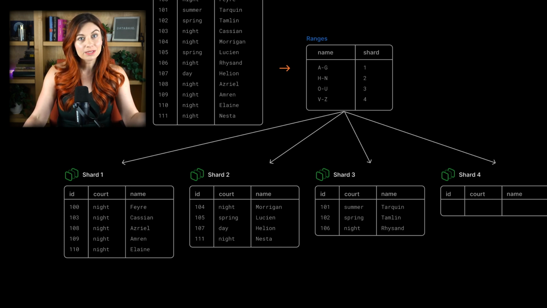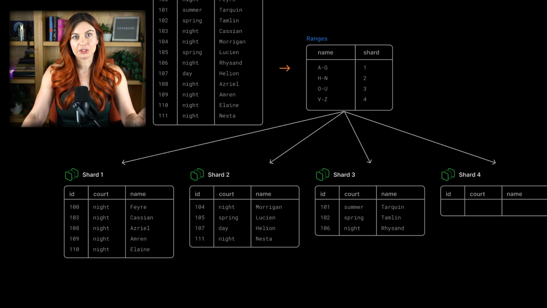This is, of course, because certain letters occur much more frequently as the first letter in a name. So this is a silly example, but I really just wanted to drive the point home that depending on the range you choose, you could end up with problems.